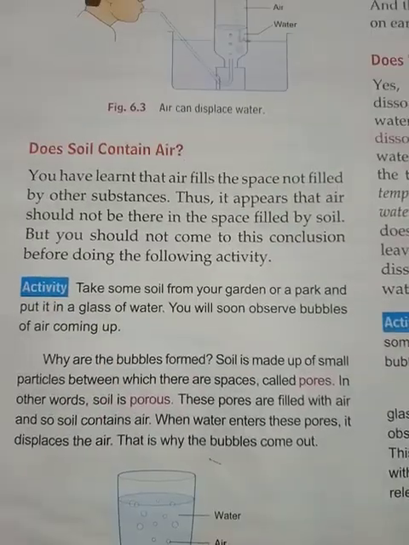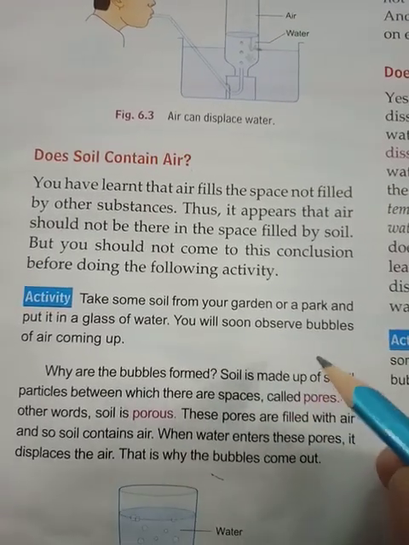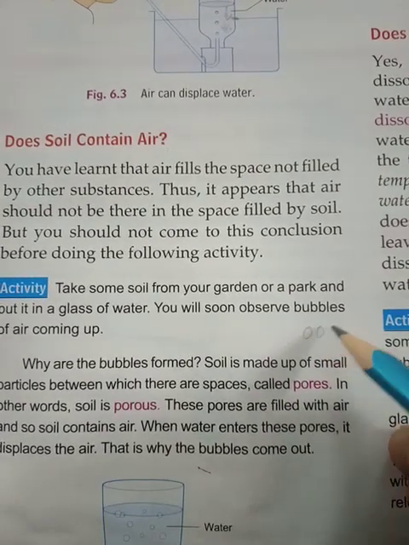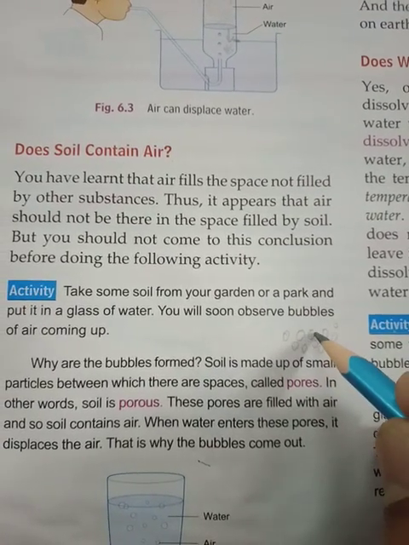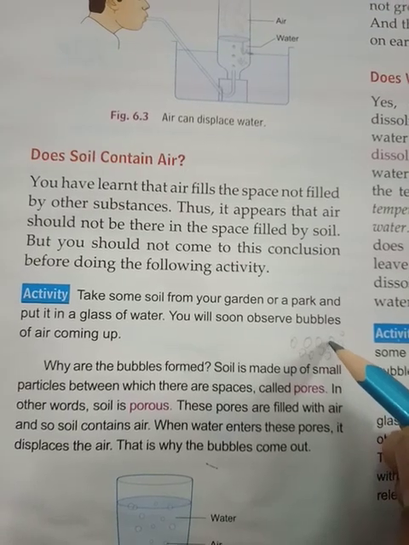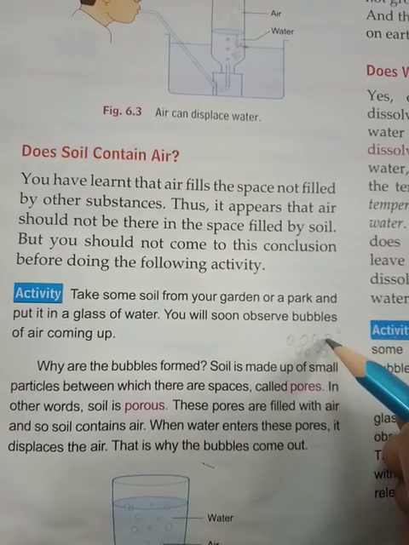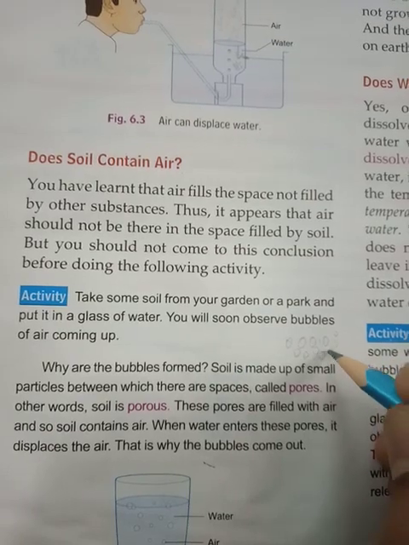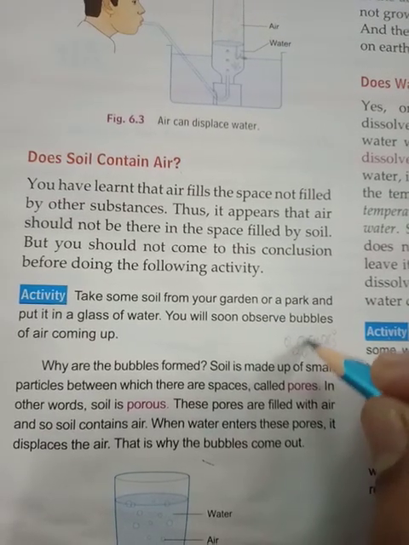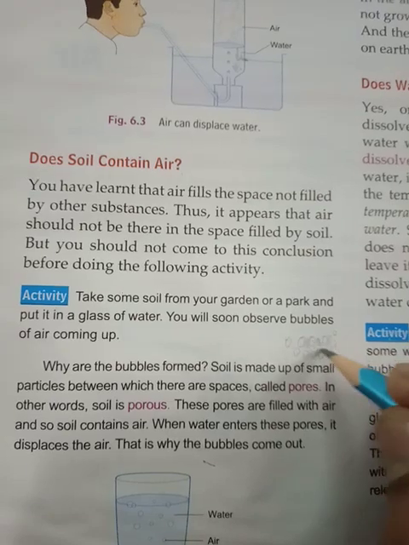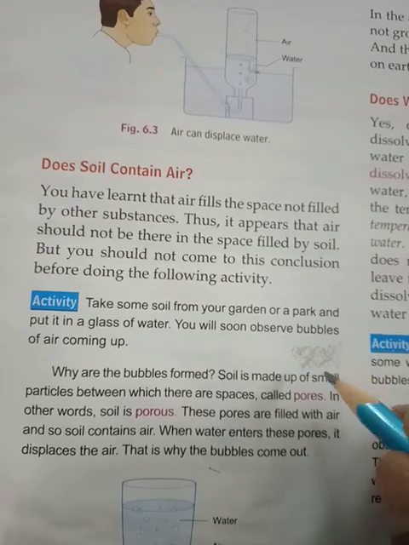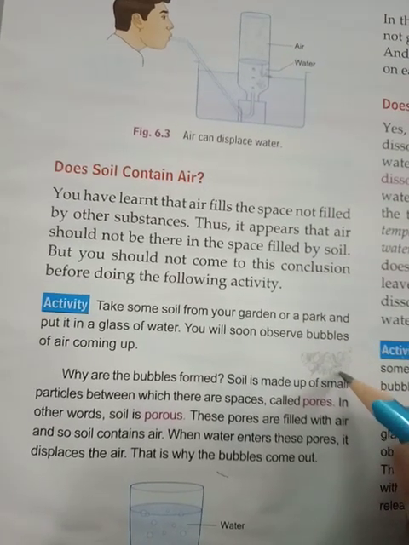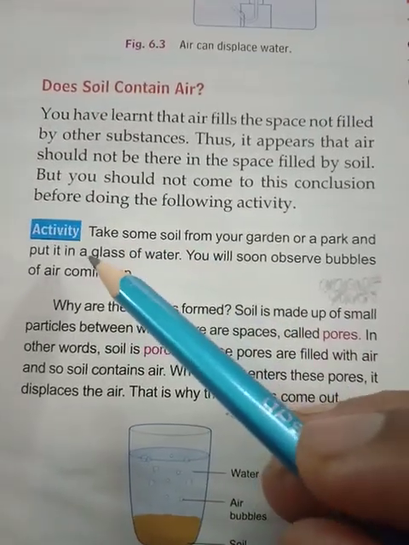whatever the soil we have seen around us, okay, all soil, for example, these are the particles of soil. Okay, in between the two particles of soil, there is some space present. In this space there is air present. Okay, the same space, whatever the space we have seen in between these particles, there is some air present. Okay, but how can we identify whether there is some air or not? Okay, by conducting this activity.